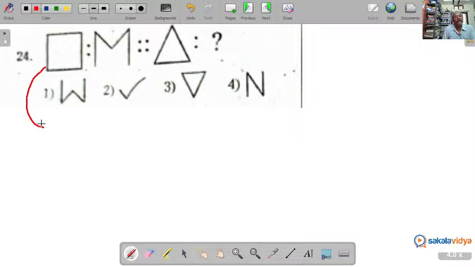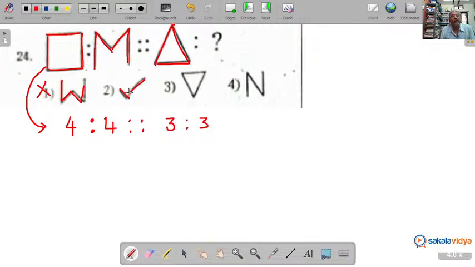See, in this first figure we have the pattern. How many line segments are there? 1, 2, 3, 4 line segments. So 4 line segments is related to 4 line segments, so 1, 2, 3, it should be 3. So 3 is related to 3 only. You count actually 1, 2, 3, 4. No, wrong. This is 1, 2, wrong. This is 3, wrong. How many line segments? 1, 2, 3. So 4th is the right option.